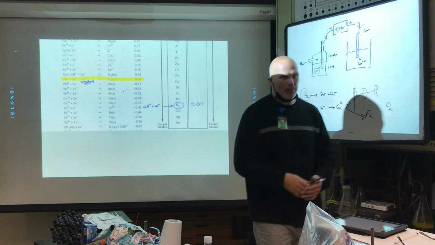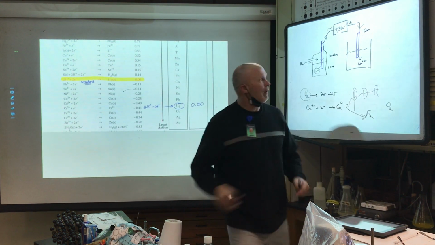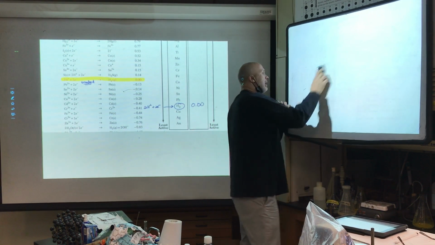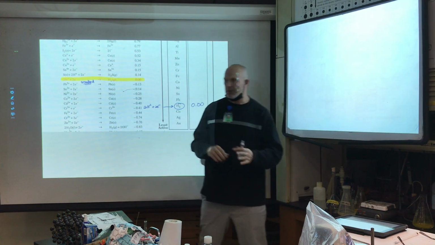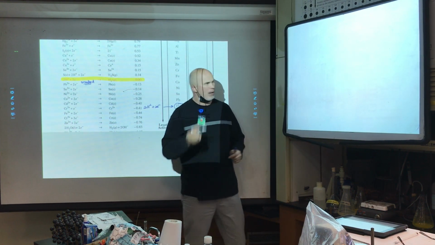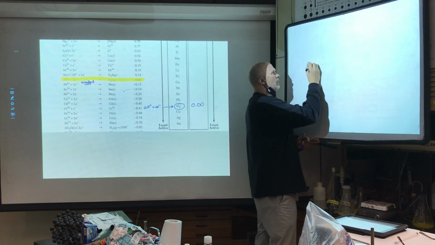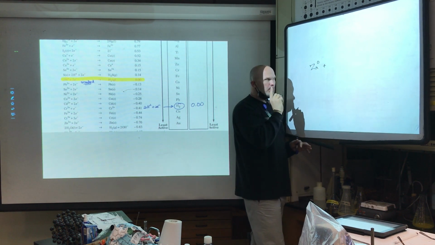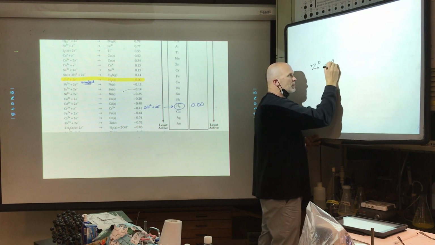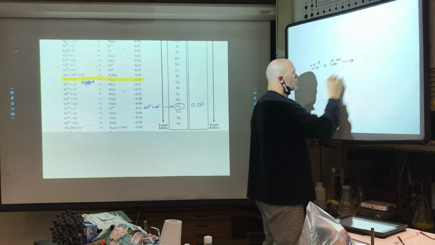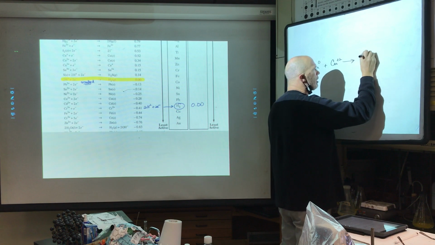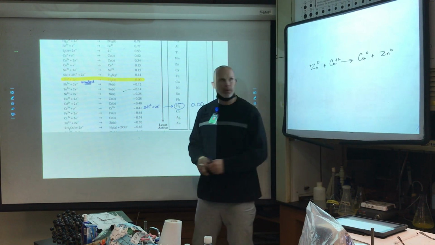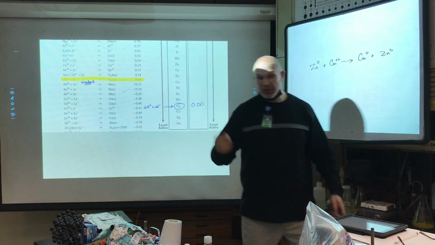So if I was to give you, forget the standard cell now, if I was to give you this reaction, you tell me whether or not this is spontaneous. Let's not do net potentials. What if I give you zinc 0 plus copper plus 2, and this would become copper 0 and zinc plus 2? This would be a single replacement reaction. Using table J, is this spontaneous?